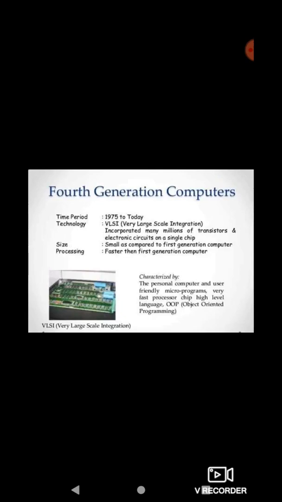The processing speed was improved by a million times. As we saw, the first generation computers were huge and slow in processing. As we moved towards advancement in fourth generation, the processing speed was increased and the size was reduced. These are the fourth generation computers. You see in the picture, very large scale integration. So that's how the size of the computers were.